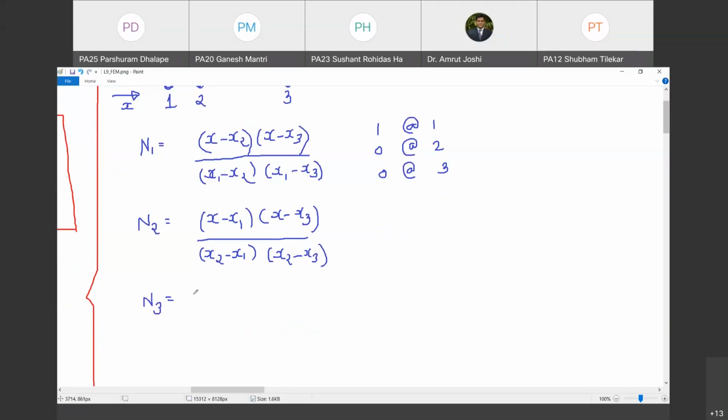Yes, go ahead and tell me the value of n3. Let's write the first term, write the numerator. Write in the chat box. If you don't want to unmute, then write the numerator in the chat box. What should be the numerator? I am waiting for your answer. What is the condition? n3 should be equal to 1 at 3 and it should be 0 at 1 and 2. So tell me what should be the numerator?